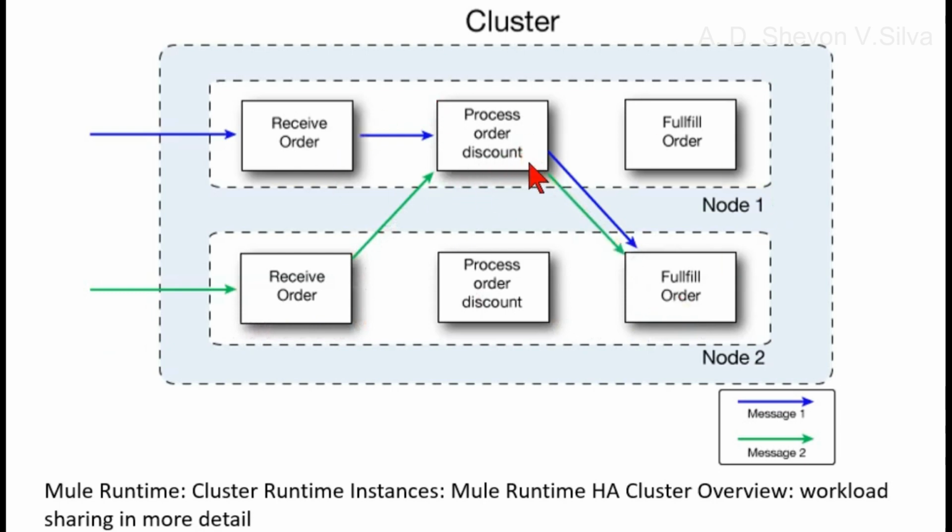Here the receive order, process order discount, and fulfill order steps are in node 1. Here receive order, process order discount, and fulfill order are in node 2. Here node 1 and node 2 are in the cluster.